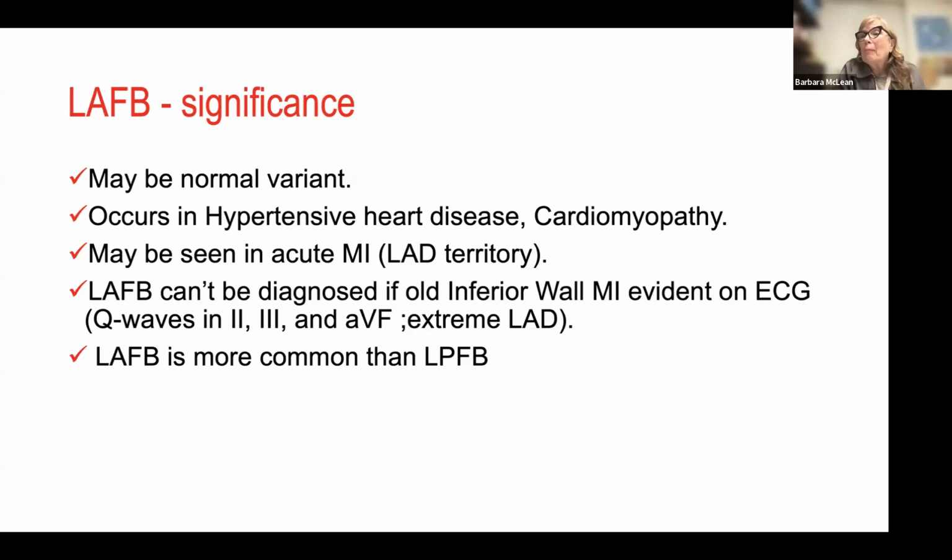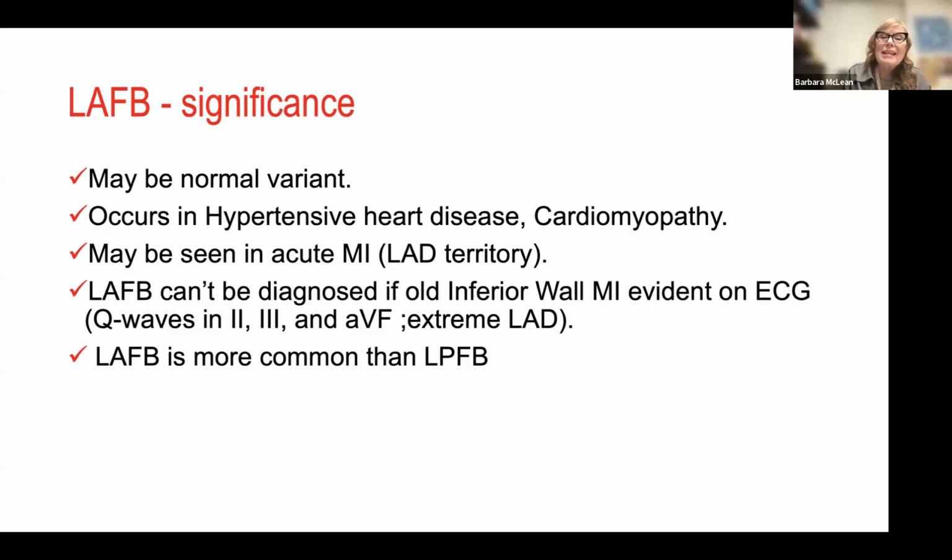Now, LAFB may not be that unusual. LAFB with right bundle branch block is really worrisome, because I've lost 2 fascicles of my conduction system, and that often happens when I have an acute anteroseptal MI. So again, depending on where the lesion is in the LAD, I may see that as a primary presentation. I can also see it in patients who have cardiomyopathy or have profound hypertensive heart disease.